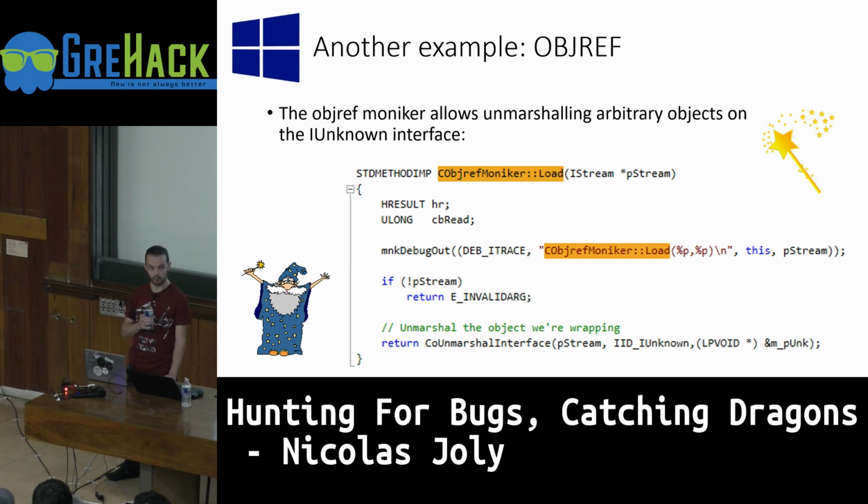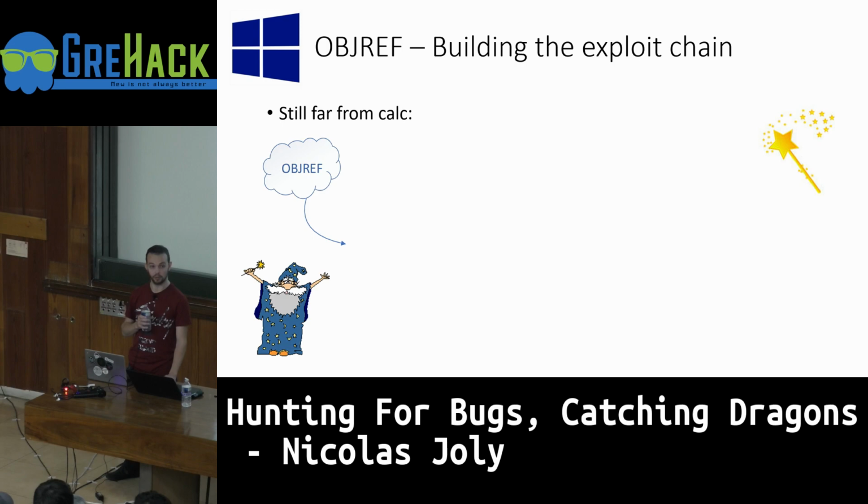I'd like to take more time on the ABRef moniker. I did that research about 3 years ago, and at that moment I had no idea what these monikers were. So I decided to focus on the ABRef moniker, and good thing that I did. This one is about unmarshalling a custom COM object. It turns out that we were able to send an email that would unmarshal this custom object.